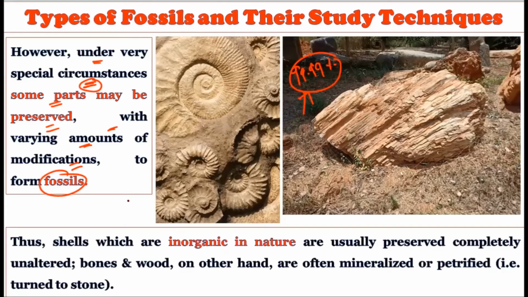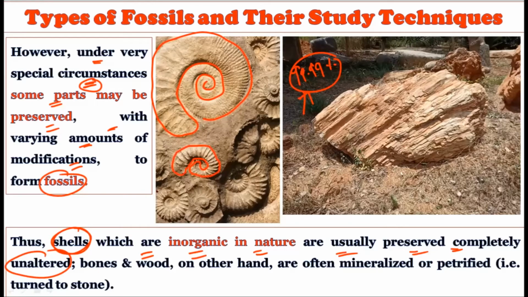Now see, the shells, which are inorganic in nature, are usually preserved completely unaltered. Whatever shells are there, you can see in this particular picture, these are shells which got preserved. These are the external body parts of a certain insect, and these shells are creating a fossil record here, right? These shells are inorganic in nature, and these inorganic shells tend to get somehow preserved under the rocks. The shells of these animals, which lived in the past on the mother earth, have created these partial fossil records, and their outer shell got preserved somehow.